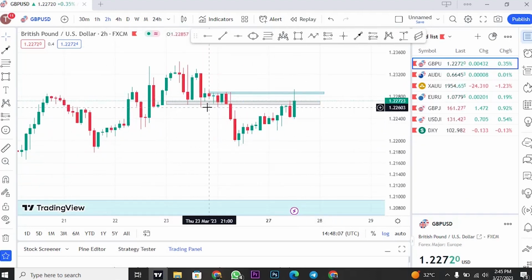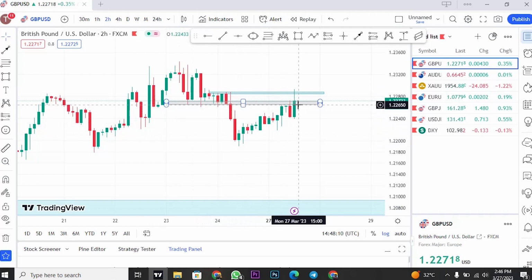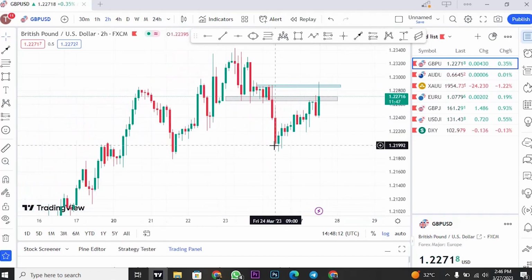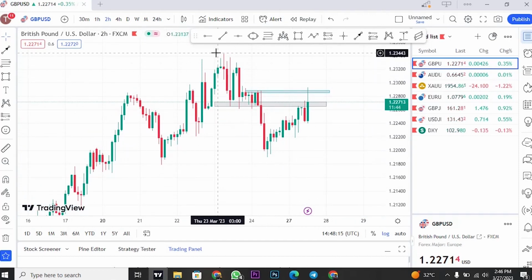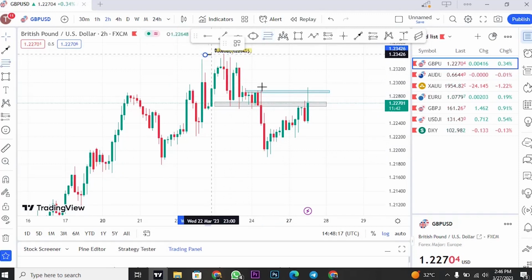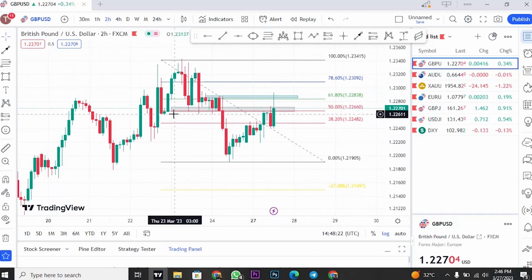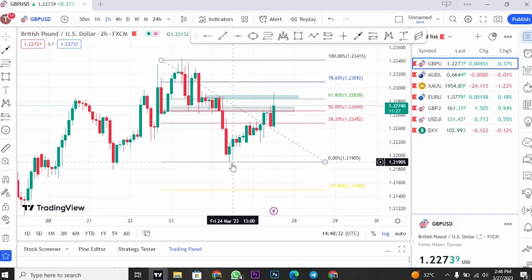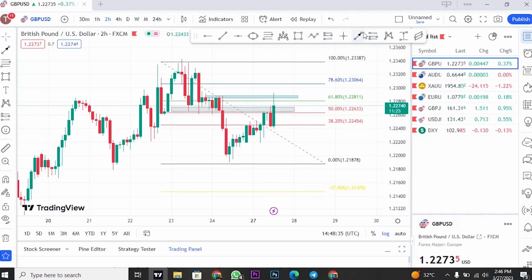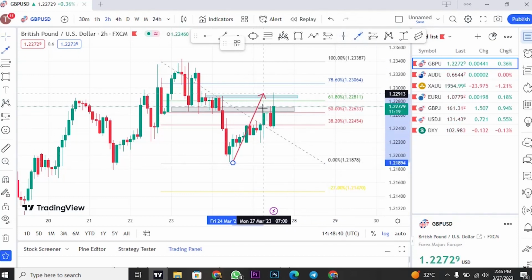You can see price consolidate up to this level. Let me pull out my Fibonacci so that you can see from this swing high to this swing low, and then we have the zone. There's the resistance zone drawn here very nicely. We have another one right at this point. Now price has pulled all the way up to the 50% retracement level.